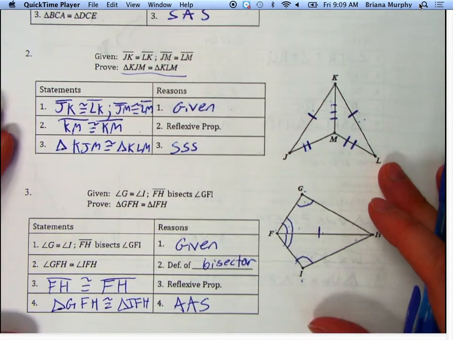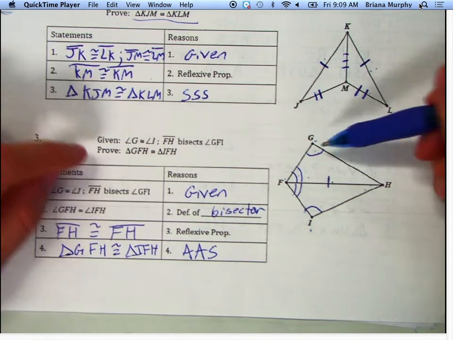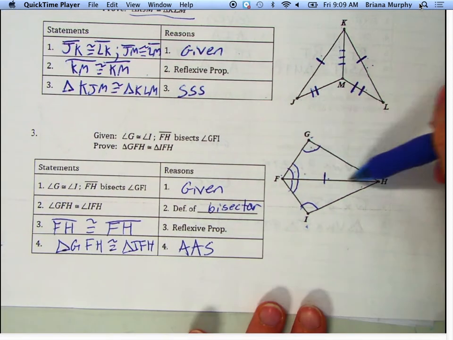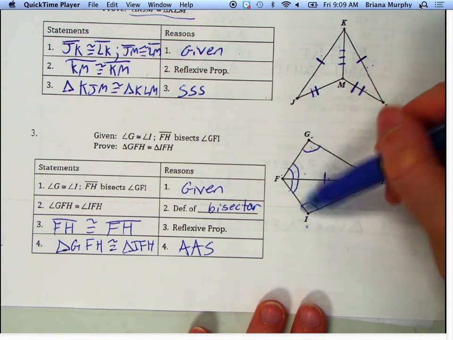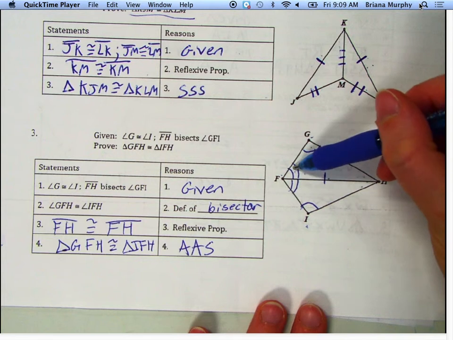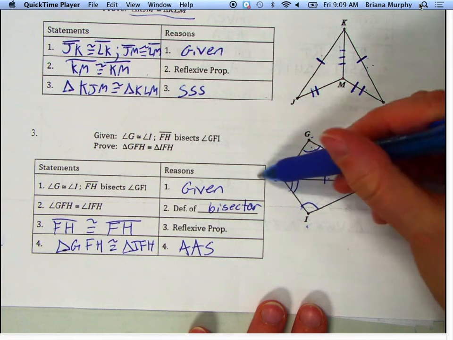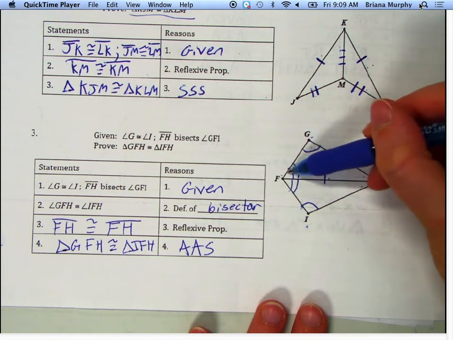Number 3. I and G are congruent to each other. FH bisects angle GFI, so both sides of that are congruent. Both angles are congruent because it bisects. And FH is congruent by reflexive. So I have angle, angle, side.